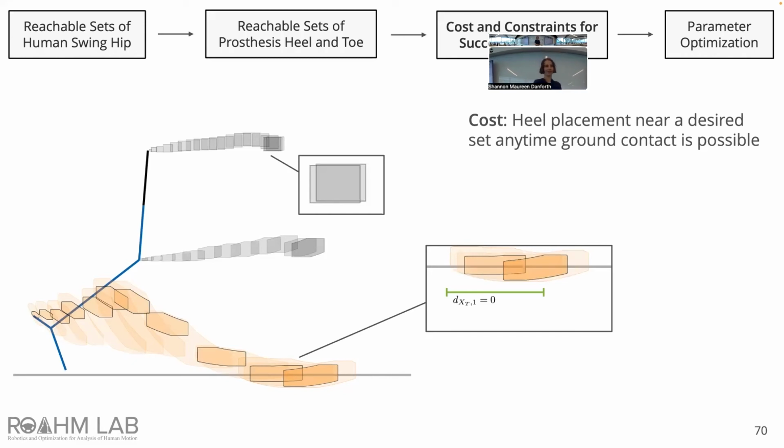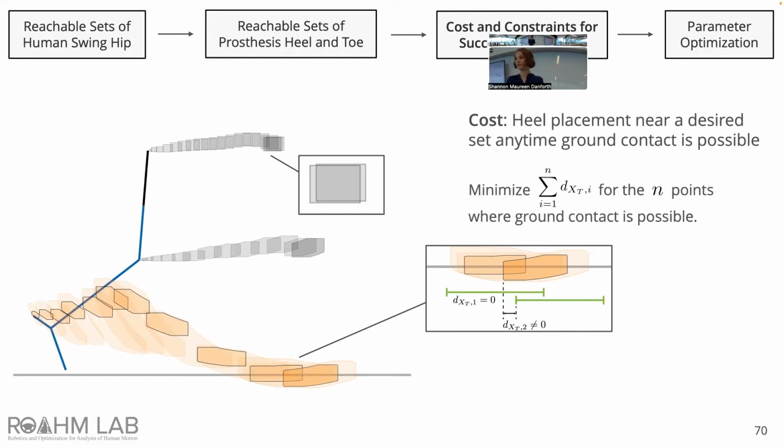For the next time step where ground intersection is possible, we can again look at the corresponding swing hip motion and use it to map to a separate target set for this time step. And here, the green interval does not completely encompass the slice reachable set. So we have a distance outside of the target set that is non-zero in this case. So our goal is to minimize that distance outside of the target set for the endpoints where ground contact is possible. And in this case, n equals 2, because there were 2 slices where ground contact was possible.